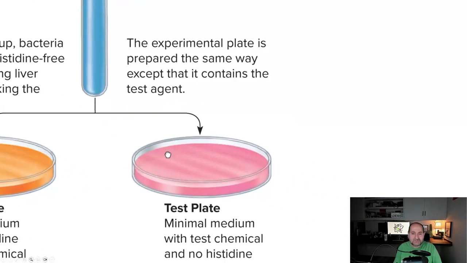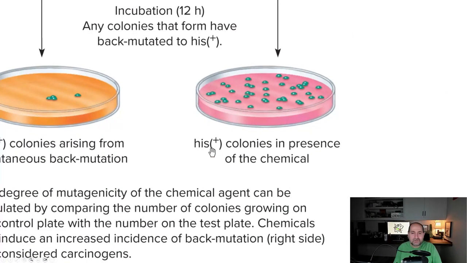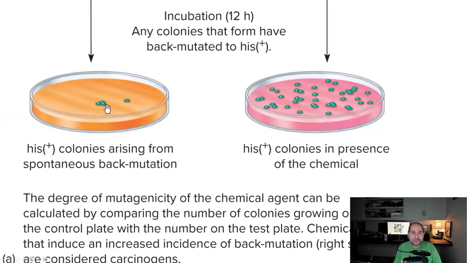Now we want to do our test plate. The test plate is similar to the control plate in that it has a minimal medium which lacks histidine, but it also has the test chemical mixed in, the potential suspected carcinogen mixed into the agar as well. Again, no bacterium should grow. However, in this case, notice there are a huge number of back mutations. There are many histidine positive colonies that formed, much more than your control spontaneous mutation plate on the left.